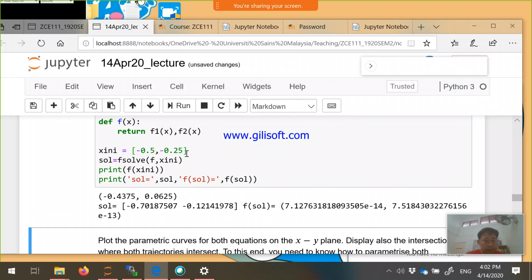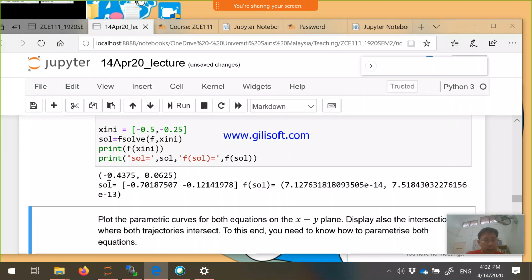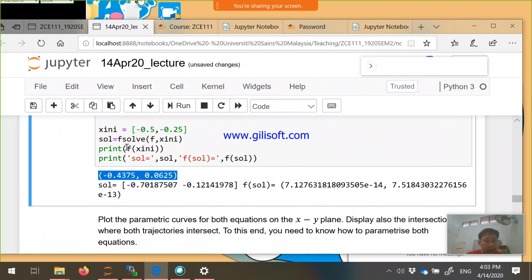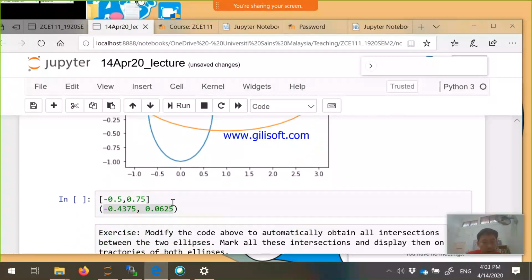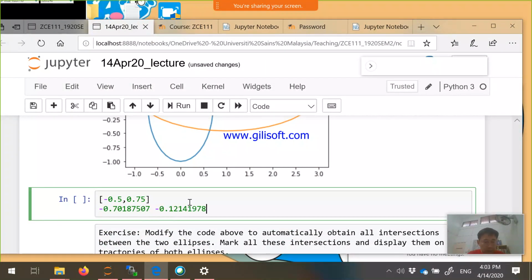Okay, sorry. I looked at the wrong place. So this is not the solution. This is the values of the functions at x init. So this is not 0 because the initial guess is not the solution. What I should be looking at is the solution. Okay, the solution should be 0.7 and minus 0.121.